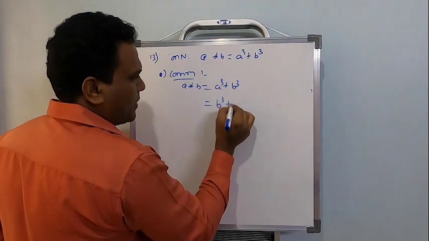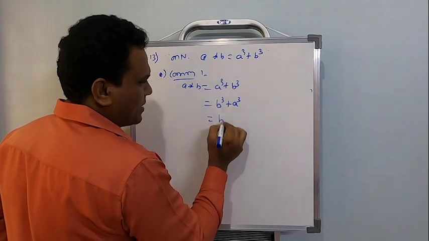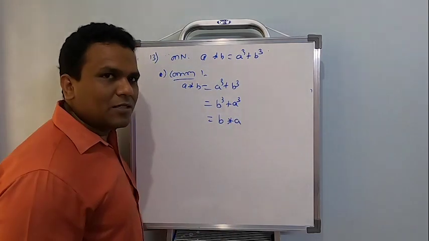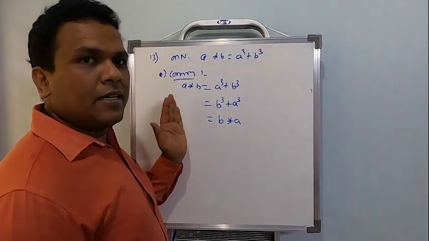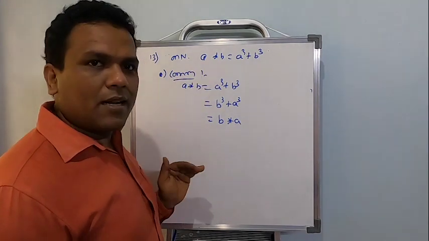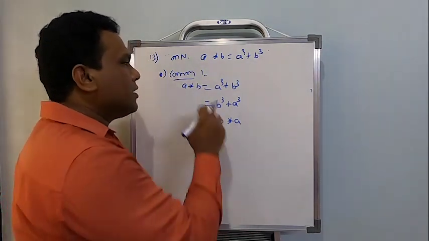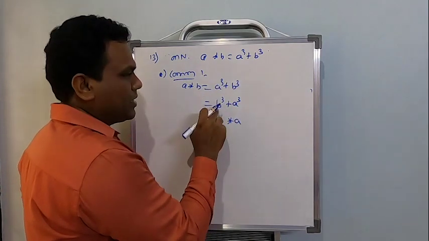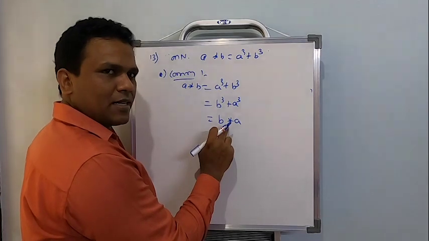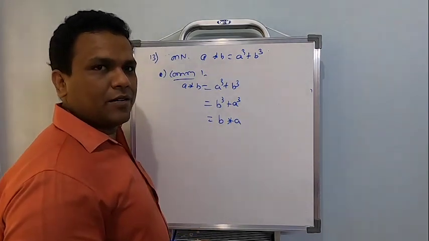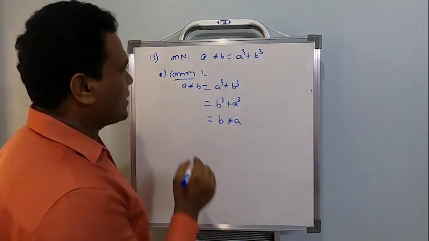Certainly, this can be written as b cube plus a cube. This is the definition of b star a. This is how normally we have to show, what I used to show every time. Take a star b, take b star a, check LHS and RHS on both sides. You start with a star b. Since it's addition, it's easy to interchange these two. This is nothing but the definition of b star a. It is going to be commutative. The only thing left is to check for associative now.